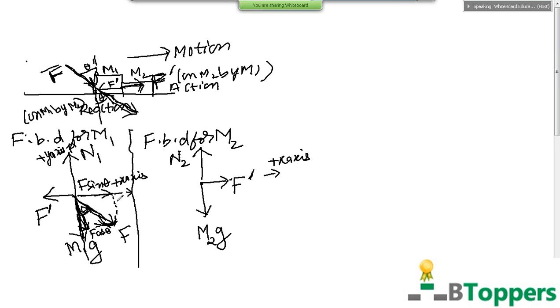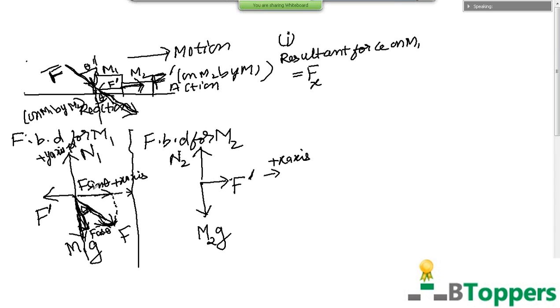Here none of the two blocks have motion in the vertical direction. So the y component of the resultant force on each block is 0. So the resultant force on M1 can be written as equal to the x component of the resultant force, because the mass M1 has no acceleration parallel to the y-axis. Fy is 0. If Fy is 0, the resultant force on the body equals Fx.